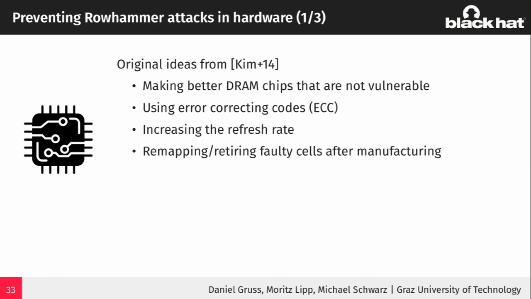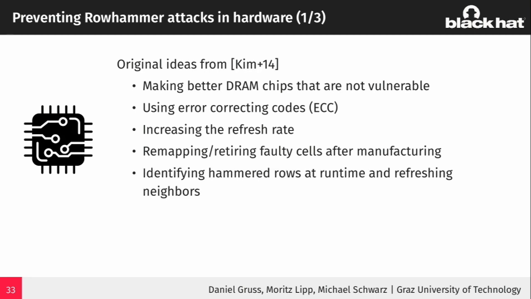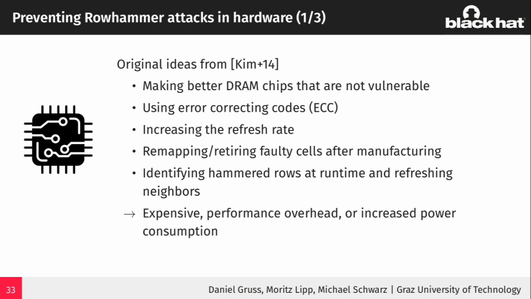In addition, we could, after manufacturing, check if there are any cells that are vulnerable to the Rowhammer attack and try to remap them or retire them so that they are not used. Or we can identify hammered rows at runtime and try to refresh them automatically so that you cannot induce any bit flip. But all of those are in hardware. They're either expensive, there's a performance overhead that comes with them, or we also increase the power consumption. And for instance, on mobile devices, we do not want to do that because we want our phones to last longer.